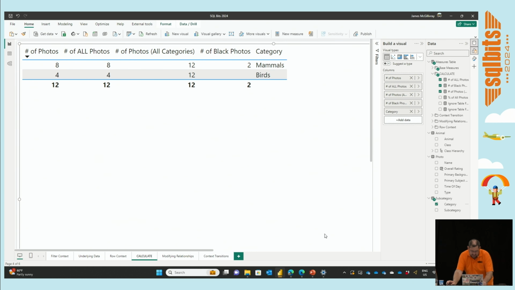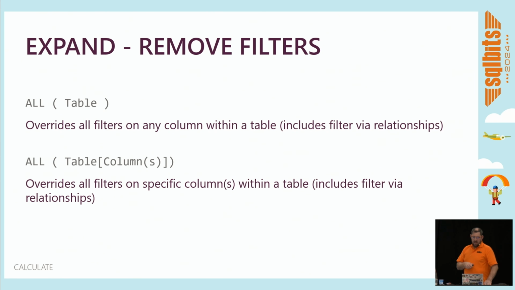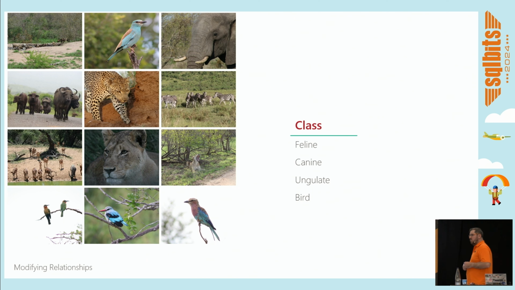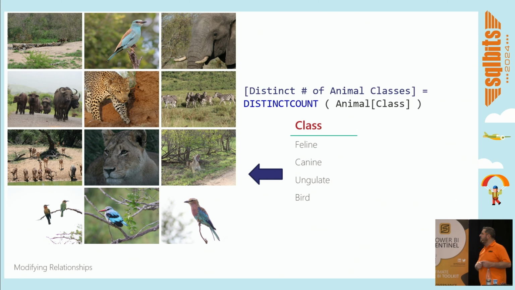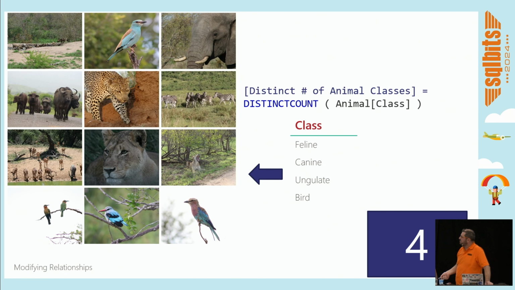Okay, let's go back to our slideshow and carry on to the next. We've done some demos. Some of the other things we can do with DAX is modify relationships. In this case, on my animal table, I have a class field, which tells you what class of animal we're talking about. We only have 4 classes overall. It's a one-to-many relationship. If I try and count how many distinct animal classes I have, I will always bring back the result of 4.